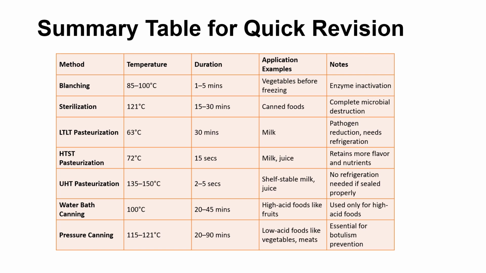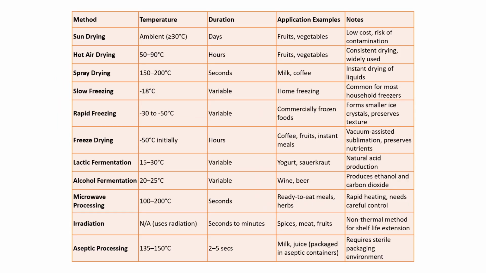Okay, now pressure canning is 115 to 120 degrees Celsius at 20 to 90 minutes, applicable for low acid foods like vegetables and meats, and essential for botulism prevention. Next is sun drying. We know the temperature is ambient. Mostly it is like 30 degrees Celsius. Duration is days. Okay. Applicable for fruits and vegetables. Notes, it is low cost, but risk of contamination is there.